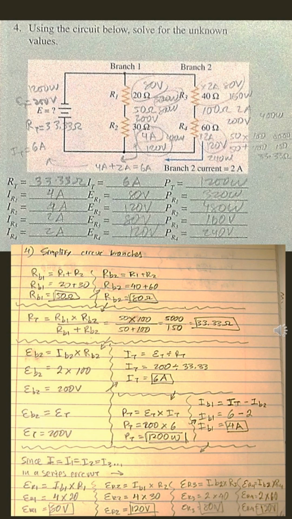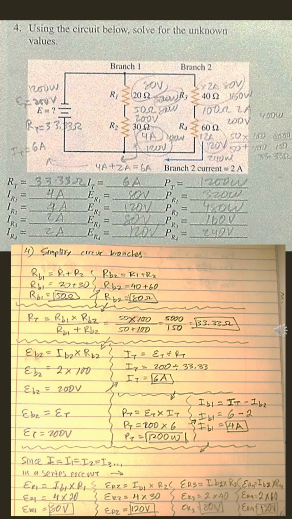To figure out the power total, it is found with the power formula: power, or P, equals E, or voltage, times I, or current. Or power equals voltage times current. In this case, voltage is 200, and our current total is 6 amps, or 1200 watts.